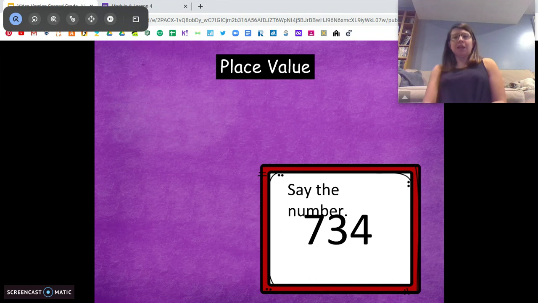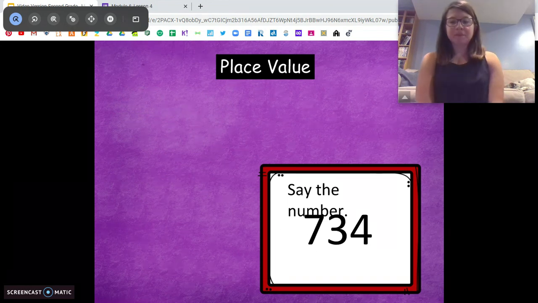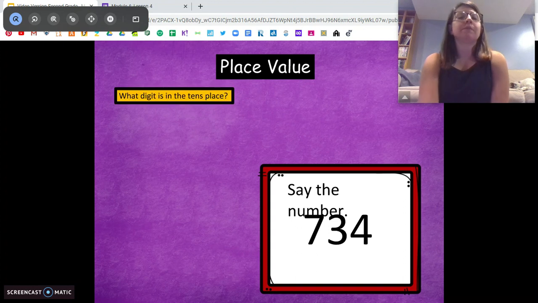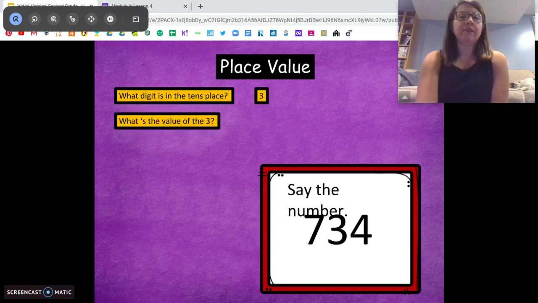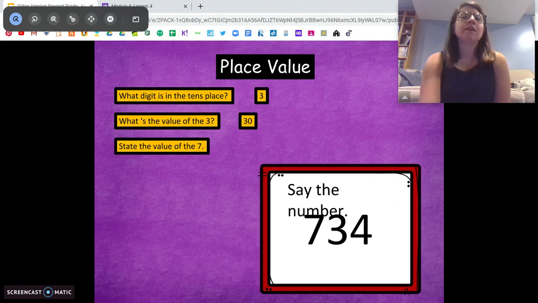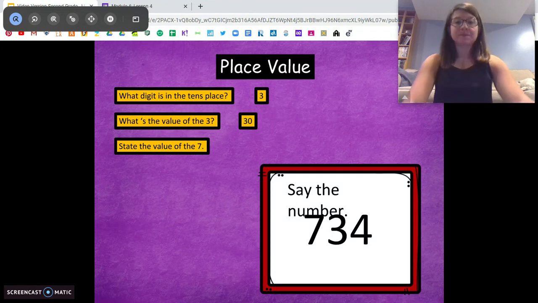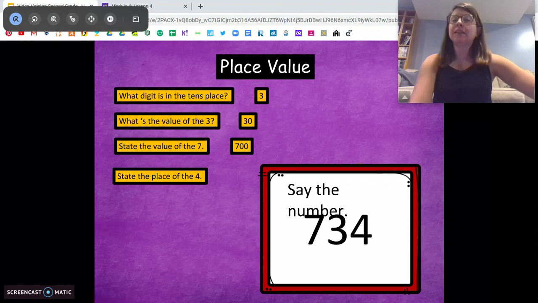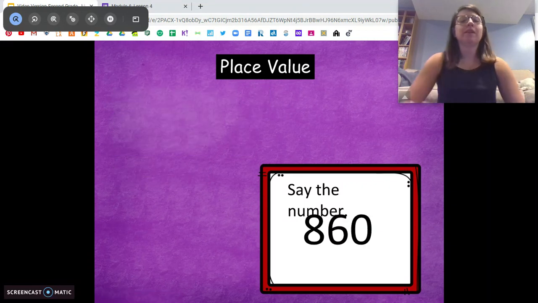Let's do another one. Tell me this number. Say it in standard form. 734. Awesome. What digit is in the tens place? 3. Very good. What is the value of that 3? 10, 20, 30. Awesome. What's the value of the 7? 700. Very good. And state the place of the 4. The 1's. Awesome.